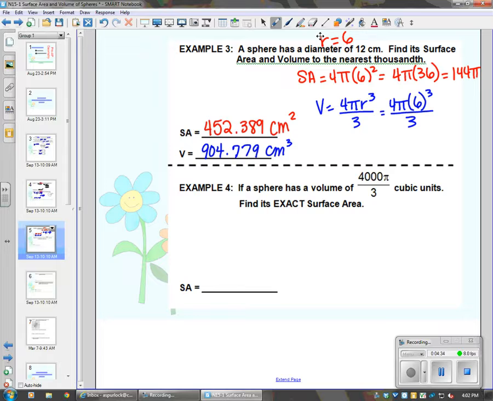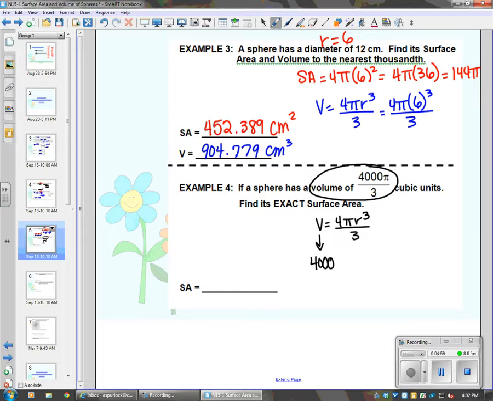Example 4. This time we're given the volume and asked to find the exact surface area. In order to find the surface area, there's one thing we need: we need to know what the radius is. The first thing I would do on this problem is set up the formula for volume. Volume we know is 4 pi r cubed divided by 3. But we know what the volume is, so substitute that in.